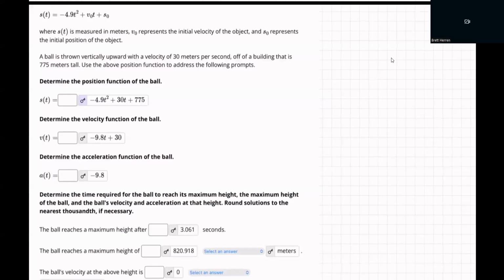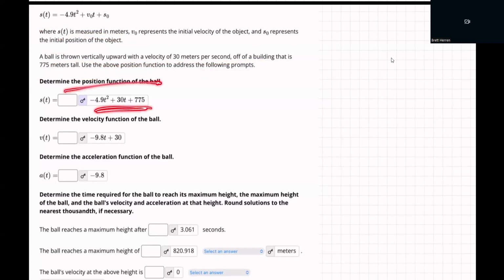This question starts us off with s of t. That's always a position function, measured in meters. V0 represents initial velocity. S0 represents initial position. A ball is thrown vertically upward with velocity 30 meters per second off of a building that is 775 meters tall. Use the above position function to address the following prompts.